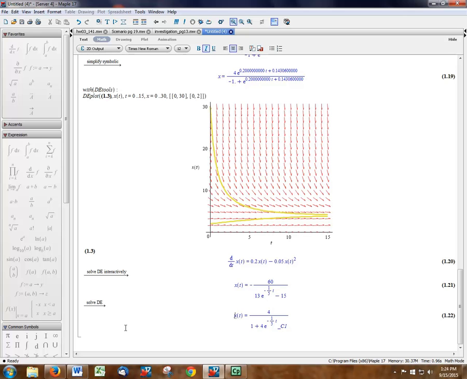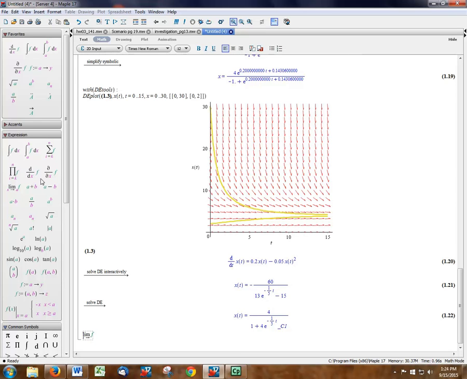Alright, so we've solved it with the direction field. We've solved it with having Maple solve the differential equation. We can also figure out what the limit is. So if I take the right-hand side of our solution and take the limit as t goes to infinity, how do we do that? I want the limit as t goes to infinity.